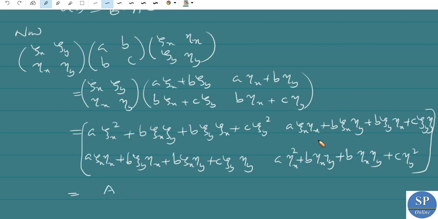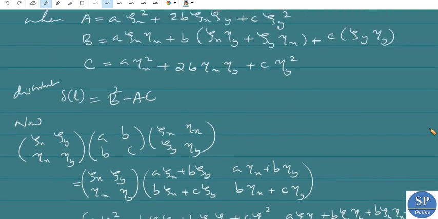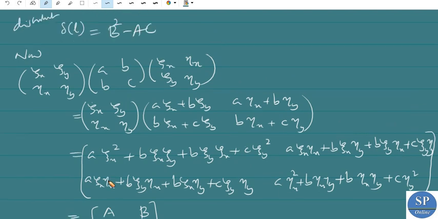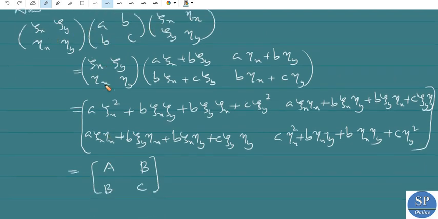Okay, and this is a into zeta x eta x plus b into zeta x eta y plus b into zeta y eta x plus c into zeta y eta y, which is capital B. Okay, taking B outside from the second and third. So this is B and this is same as B and this is C. Okay, so we have this product of three matrices is equal to this.